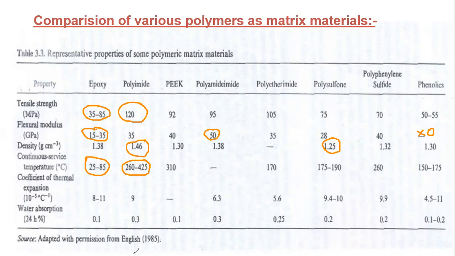Next one is the coefficient of thermal expansion. When it comes to the coefficient of thermal expansion, the least value is with phenolics. Phenolics gets the very least, that is 4.5 to 11. So the initial value is 4.5. Then the highest is polyphenylene sulfide, which gets 9.9.